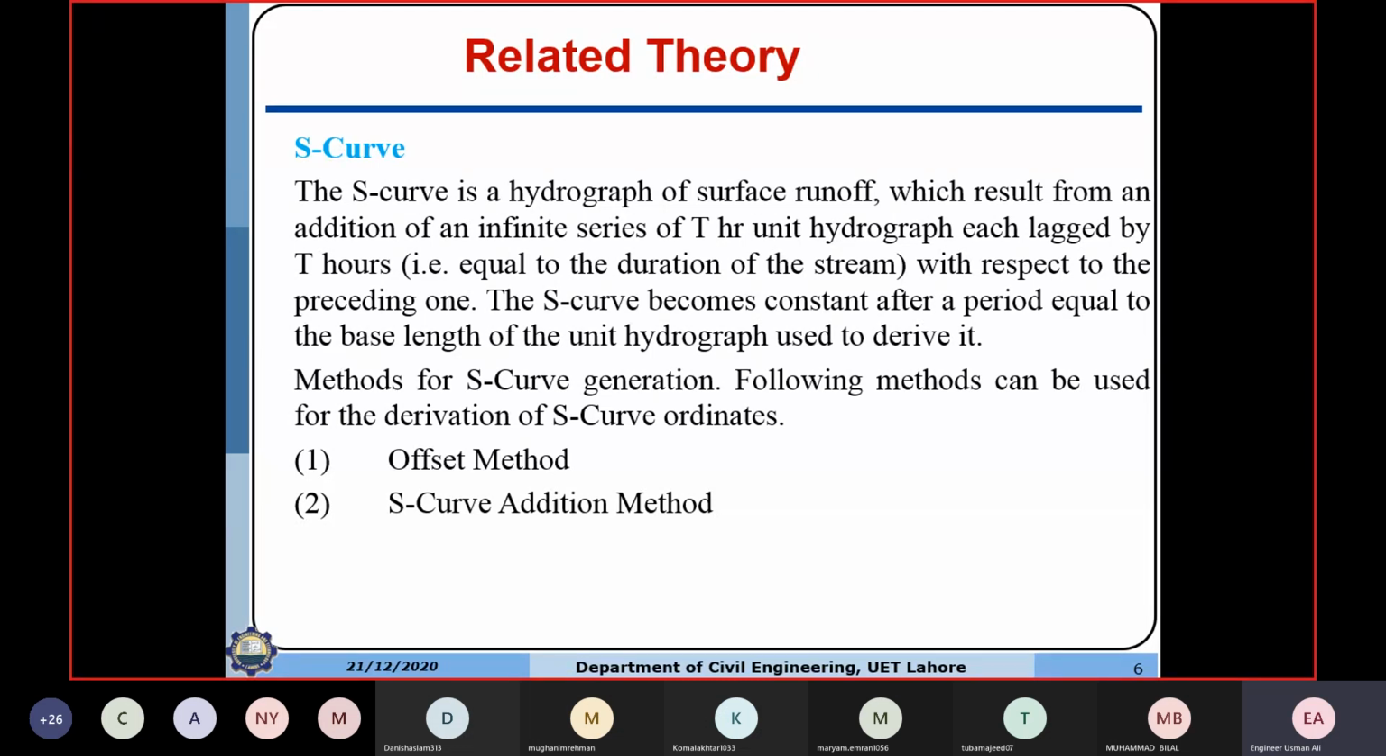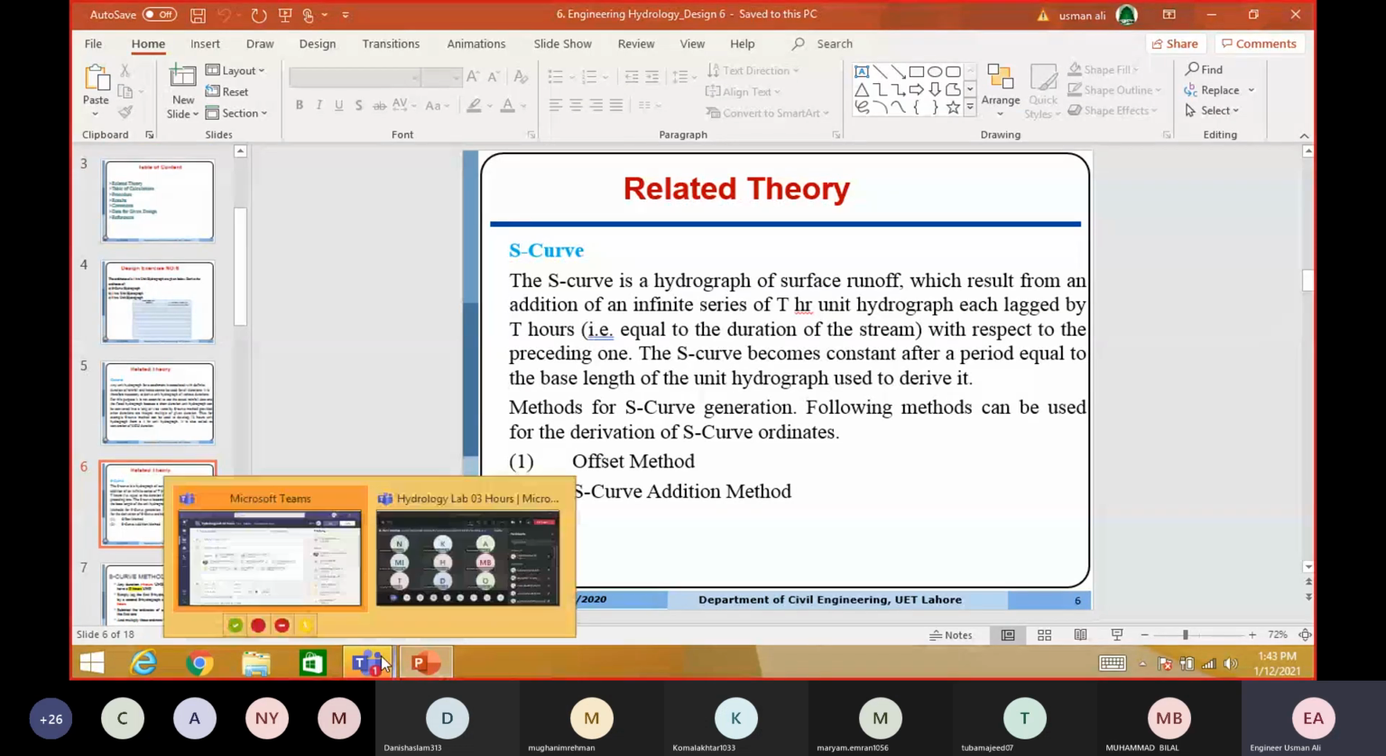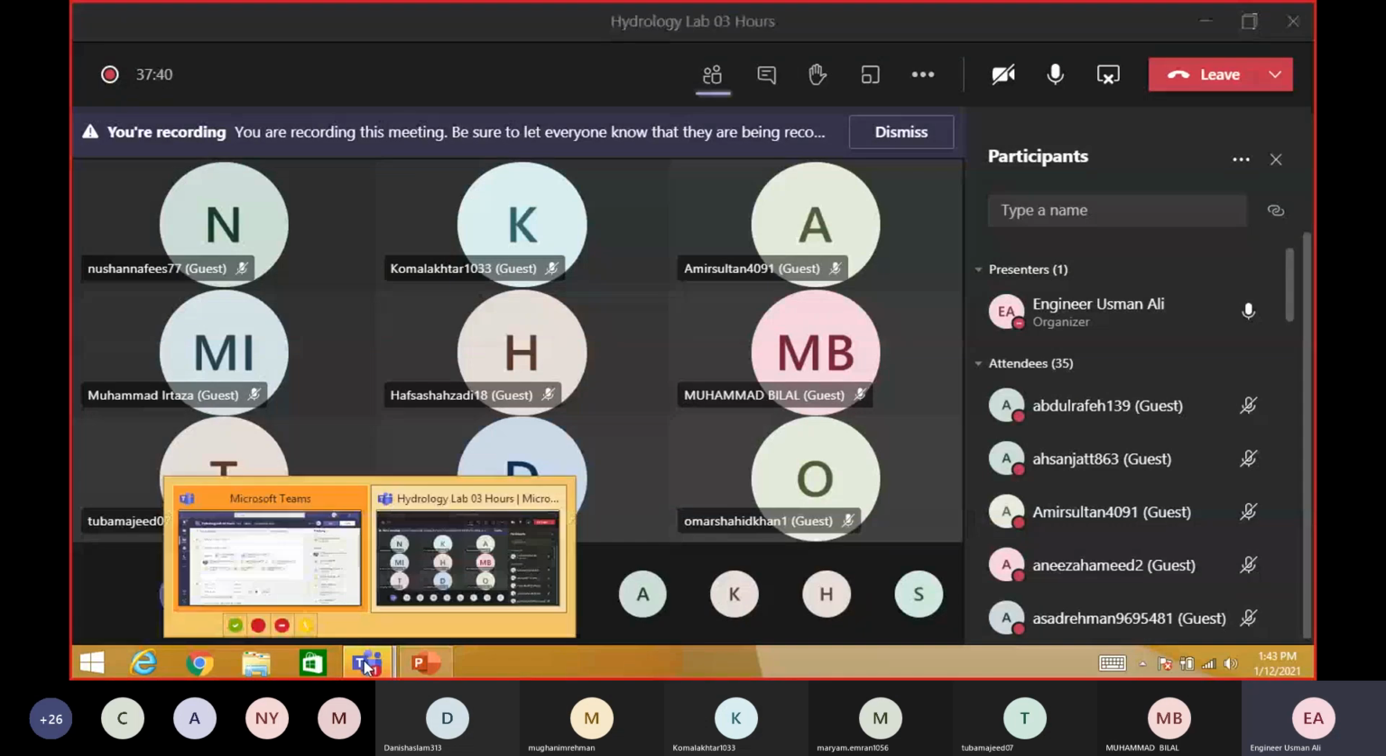If you add the ordinates of all these unit hydrographs, we will come up with the ordinates of the S curve. The S curve becomes constant after a period equal to the base length of the unit hydrograph used to derive it. So let me show this in graphical form.